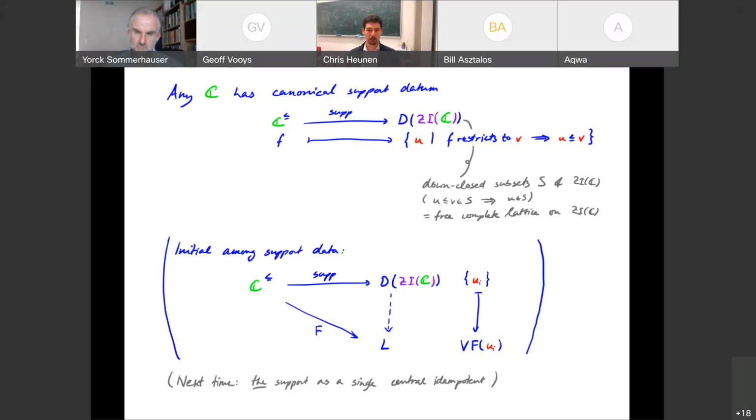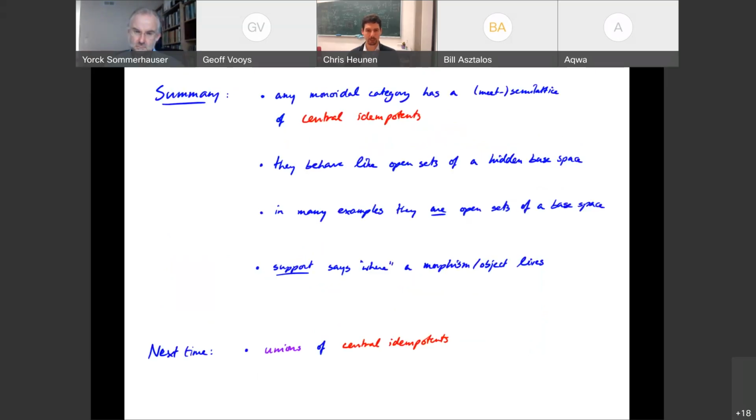In that case, you can talk about the support. So now we've defined the support of a morphism as the collection of central idempotents that it lives over. If your central idempotents have something like sups, then you can talk about the central idempotent that it lives over. But that's for next time.